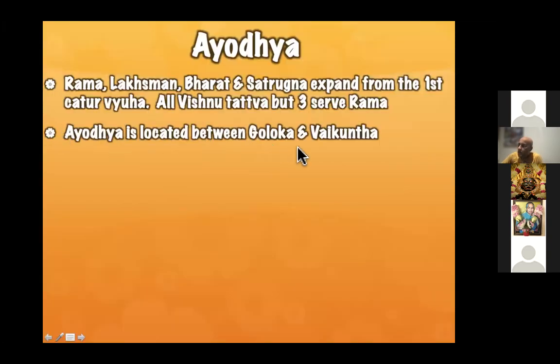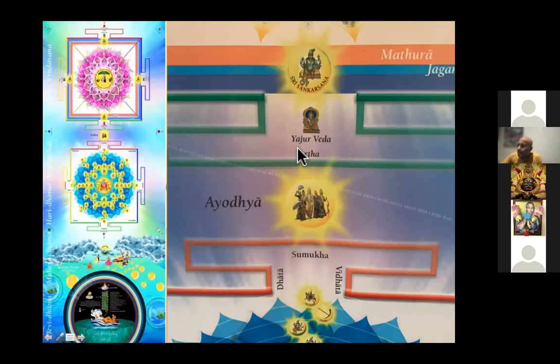Ayodhya is located between Golok and Vaikuntha. So this is in that huge Golok chart. This is where Ayodhya is situated, and we can see here Sitaram, Lakshman, and this is the Vaikuntha planets, and above Ayodhya is Golok Dham.